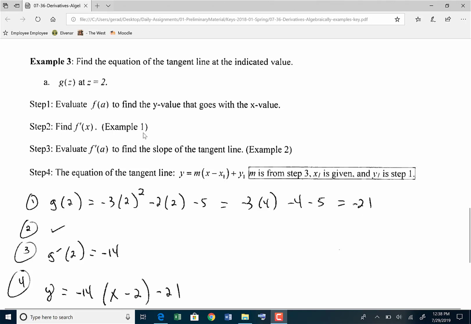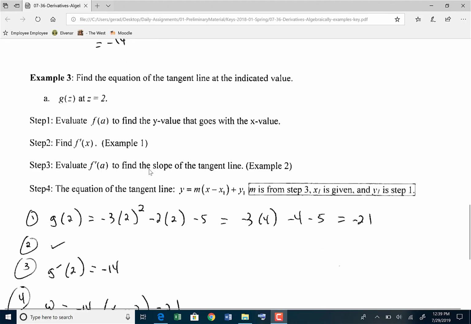Step 2, that was example 1, find the derivative. We've done that. Step 3 was evaluate the derivative with the x value. That was example 2. That's what we call the slope of the tangent line. You can see I did that right there. Well, I rewrote it. That's where I did it, example 2 there.